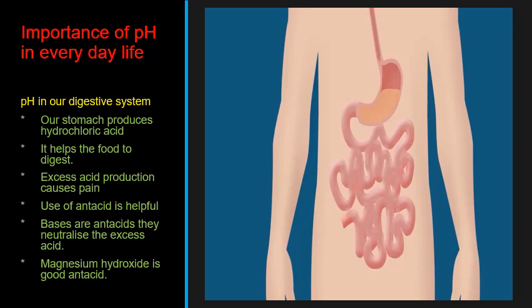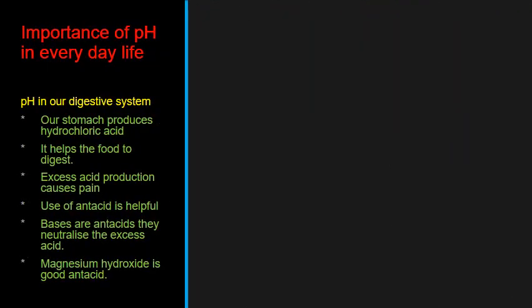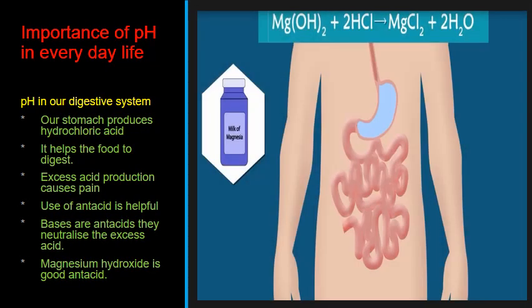What is the antacid you are using? Magnesium hydroxide. Magnesium hydroxide is an antacid used to neutralize the stomach. Let us see the equation. Magnesium hydroxide, Mg(OH)2, combines with HCl to form a salt, magnesium chloride, and water. After balancing: Mg(OH)2 plus 2HCl gives MgCl2 plus 2H2O. It is also called milk of magnesia. Milk of magnesia is magnesium hydroxide. Understand? Good.